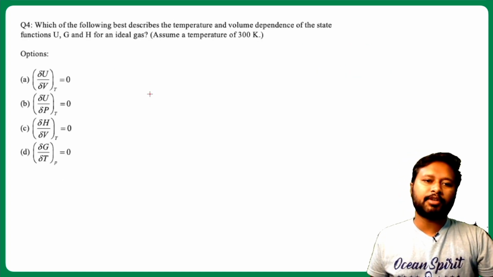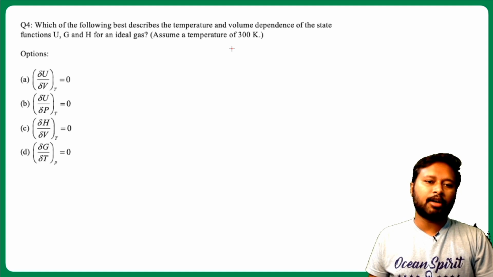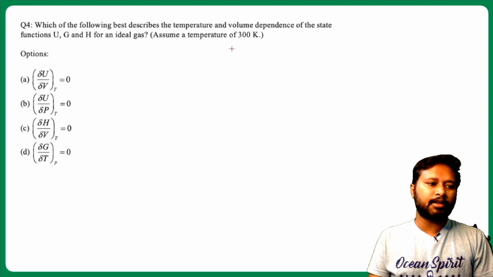All right. So the next question says: which of the following best describes the temperature and volume dependence of the state functions U, G, and H for an ideal gas? Assume the temperature to be 300 Kelvin. Now they have given you different values over here, and you need the best one which satisfies this.